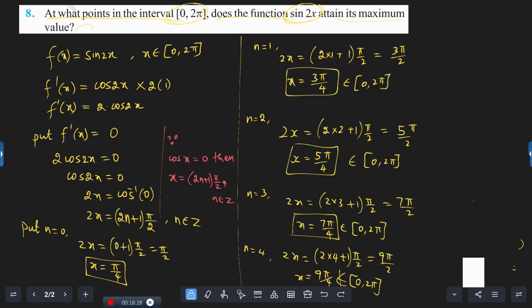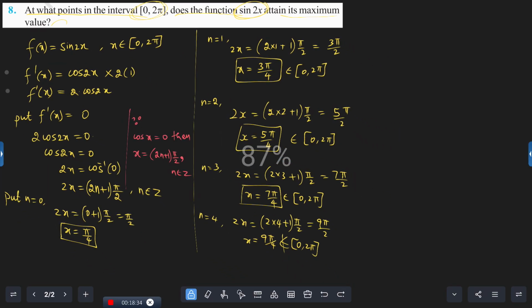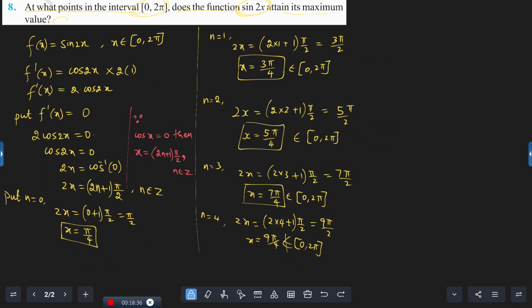I'll rub this side. Take all those values and substitute them in the question. This is a closed interval now, so we can go with the absolute method, or the theorem also, not an issue, but absolute is better because it is a closed interval. So we have to substitute everything in the question, whatever x values you have.